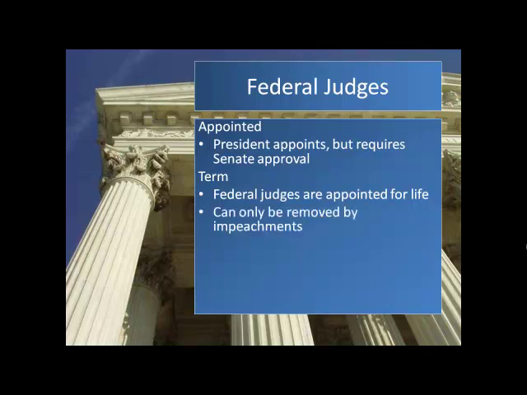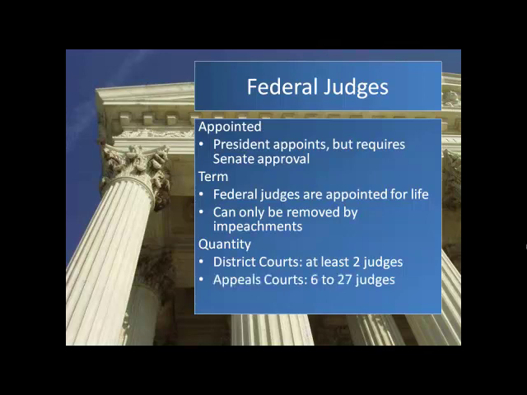They can only be removed by impeachment. Again, if we remember back, that means which House of Congress has to start it, the House, and then it's tried in the Senate. How many federal judges are there? Well, in the district courts, they have at least 2 judges per district court. At the appellate level, we have 6 to 27 judges per appeals district, and that number fluctuates. And then on the Supreme Court, currently we have 9 justices. You'll notice that we call judges at every level except for the Supreme Court. We call them justices. It's just a term of respect or reverence.